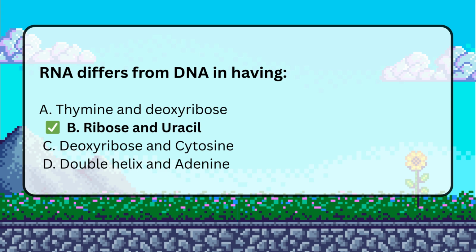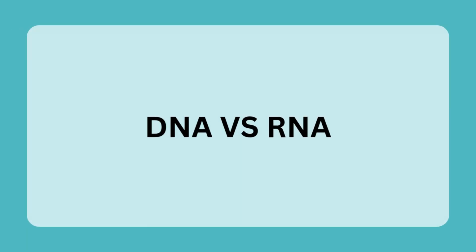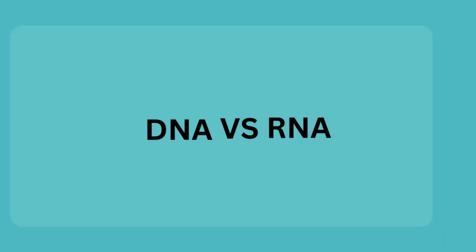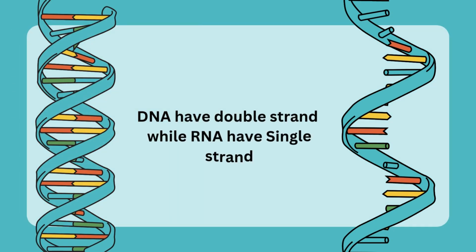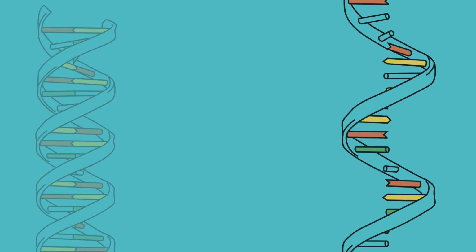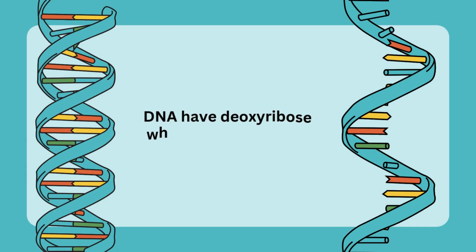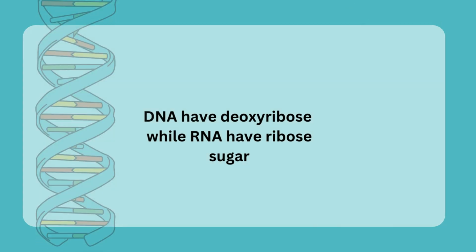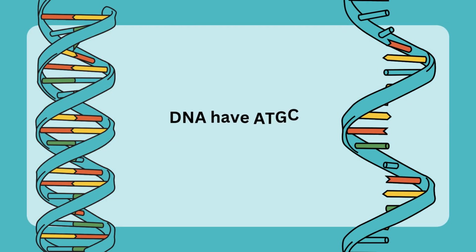Now let's compare DNA with RNA. DNA has a double strand while RNA has a single strand. The sugar of DNA is deoxyribose, meaning oxygen is missing on the second carbon. The sugar in RNA is ribose. The bases in DNA are A, T, G and C, while in RNA they are A, U, G and C.